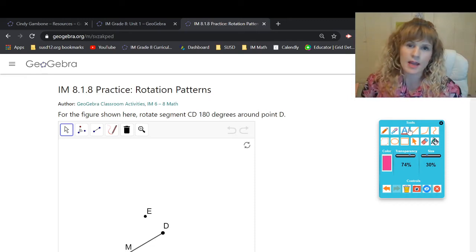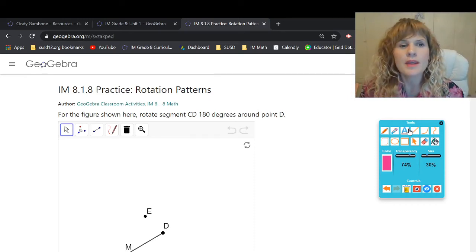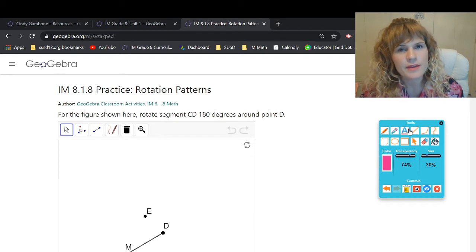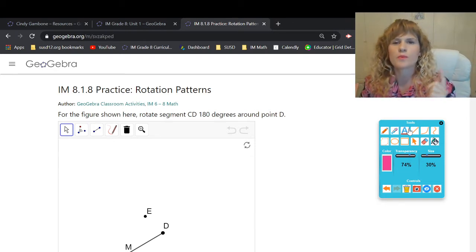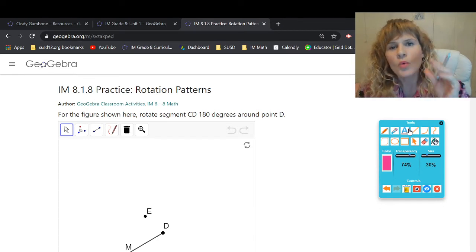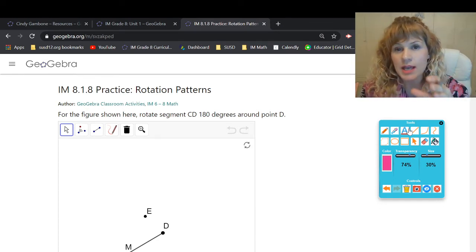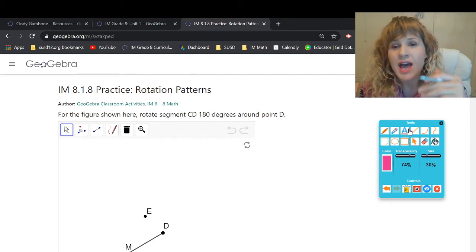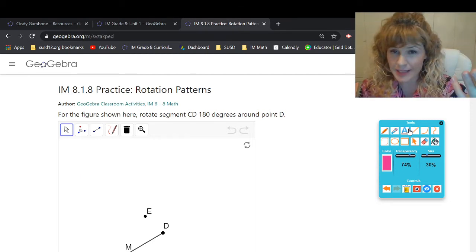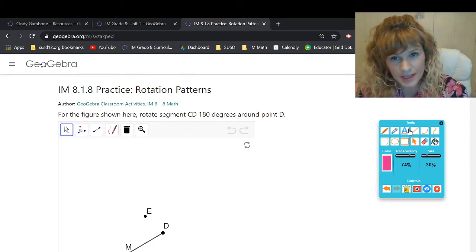Hey guys, time for another math problem. This is 8th grade math, Unit 1, Lesson 8, practice problems, rotation patterns. We're looking at rotations, 90-degree rotations, 180-degree rotations, and 270-degree rotations. And what happens to line segments when they are rotated?